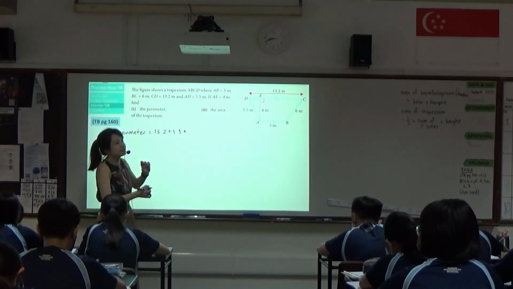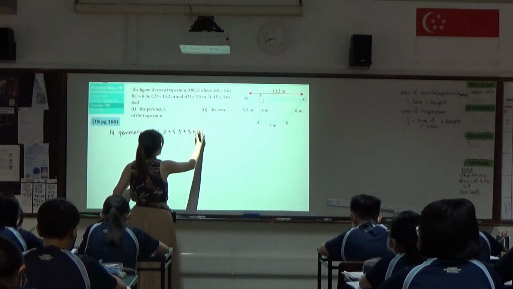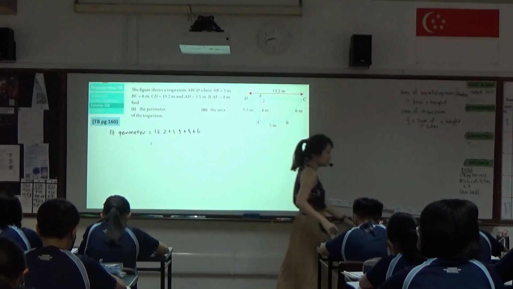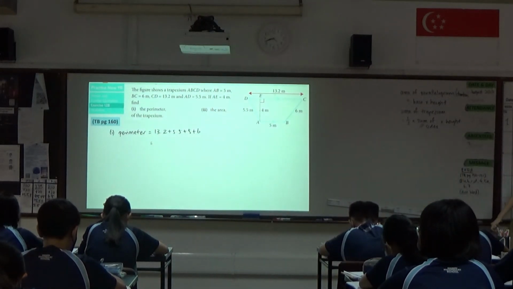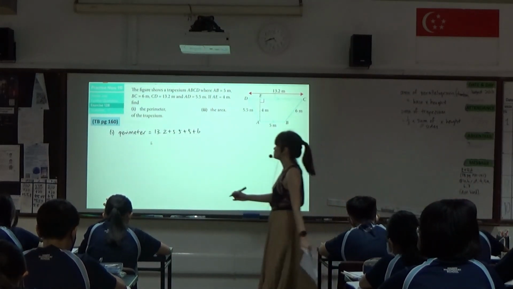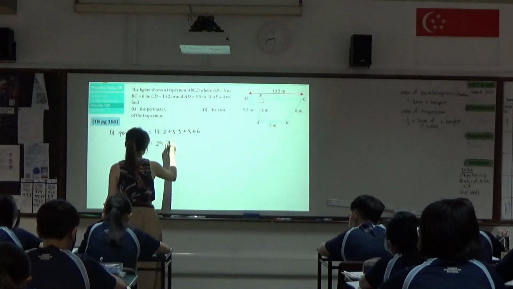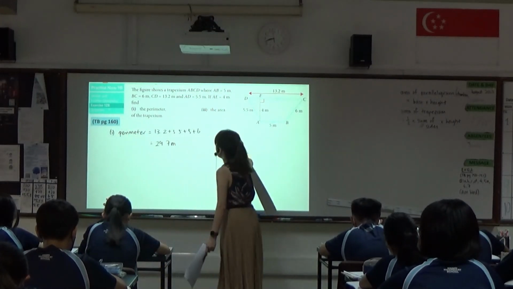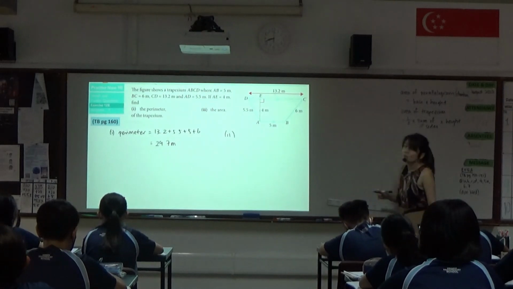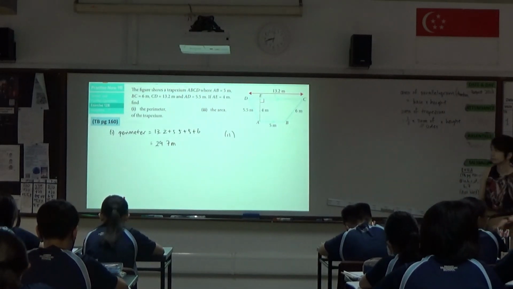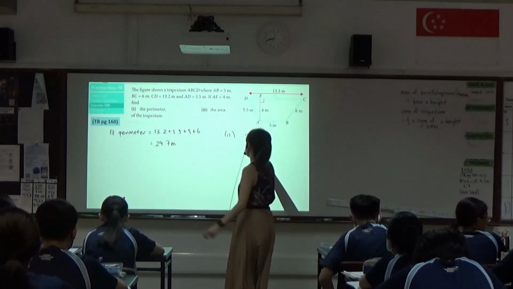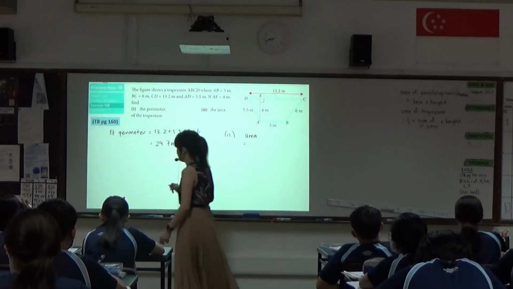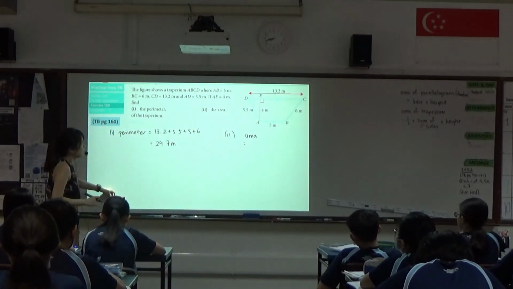Plus 5 plus 6. So that will be our parameter, and that comes out to be 29.7. And then what about the area? How do we find out the area of this trapezium?